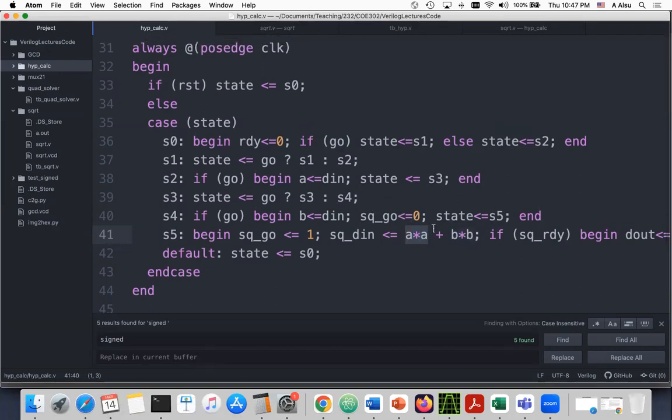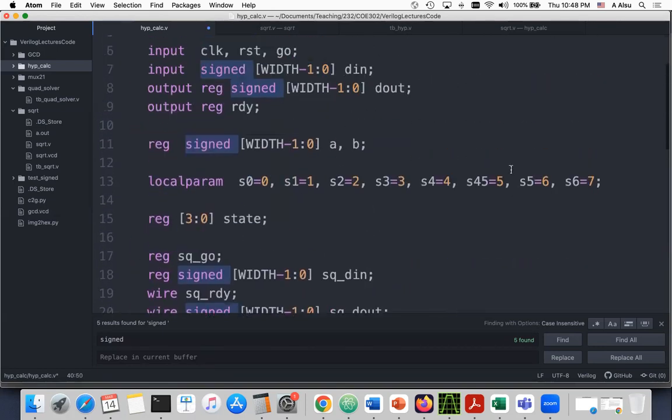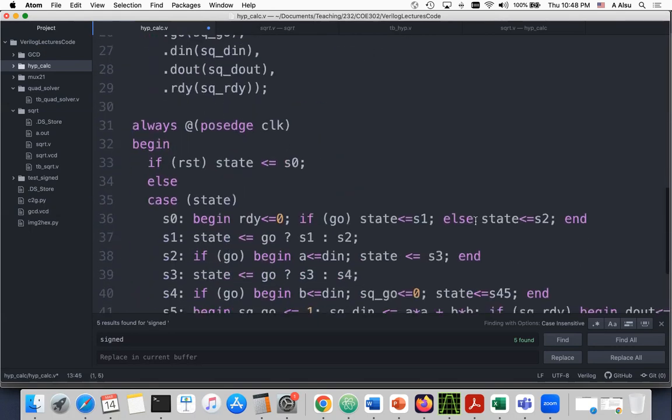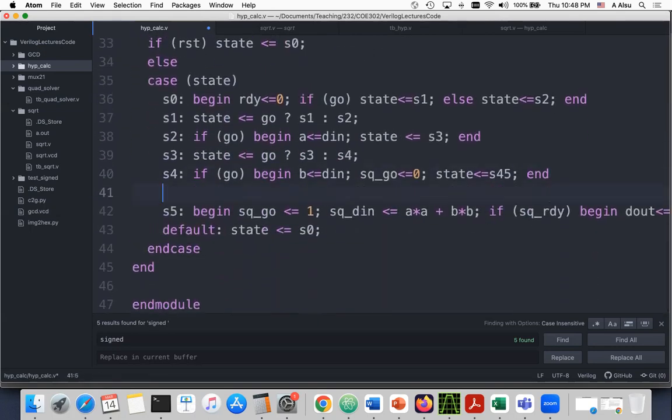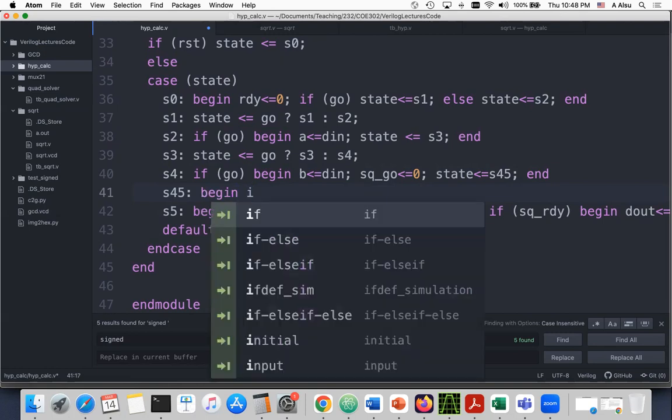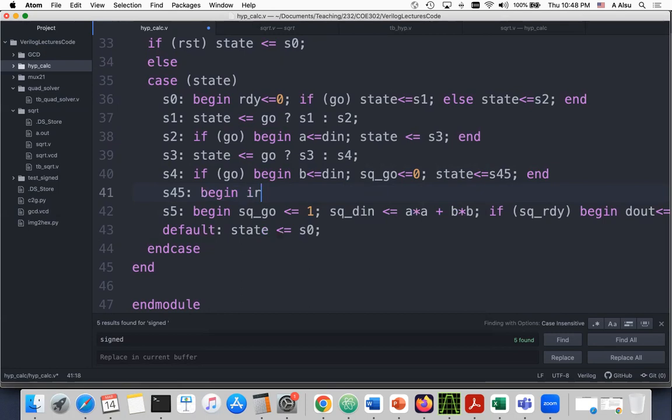So for this, I need to do the multiplication in an intermediate state between S4 and S5. Instead of going to S5, I'm going to state S45, which is already there, so I'm going to make use of that. In S45, the main thing is that I'm going to calculate two intermediate results for both A square and B square.